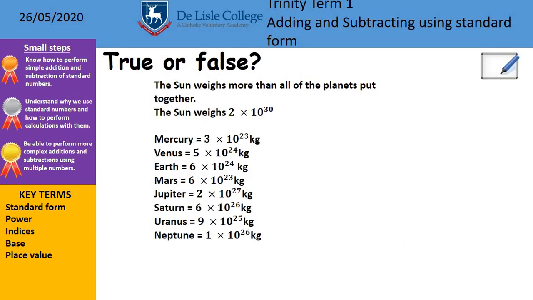So now back to our hook question. True or false? The Sun weighs more than all of the planets put together. So we have the mass of the Sun is 2 times 10 to the 30, and then we have the mass of all the individual planets below. What I would now like you to do is try and add up and find the total mass for all of the planets in the solar system and compare it with the mass of the Sun. So if you'd like to pause the video.